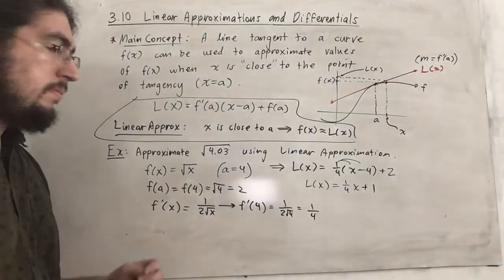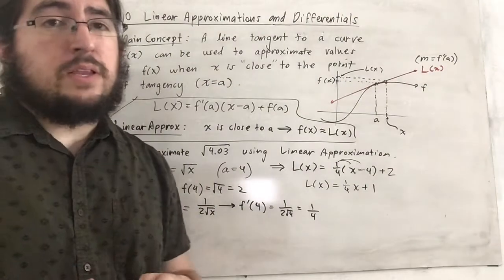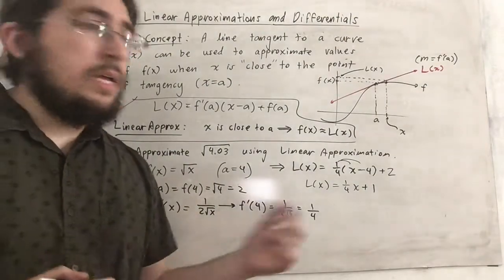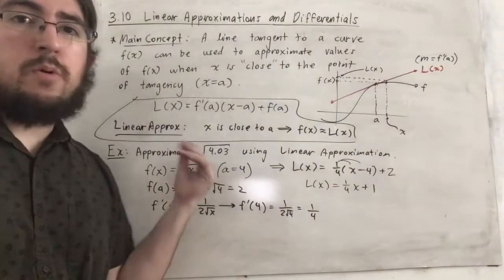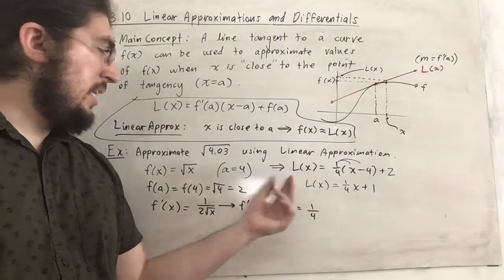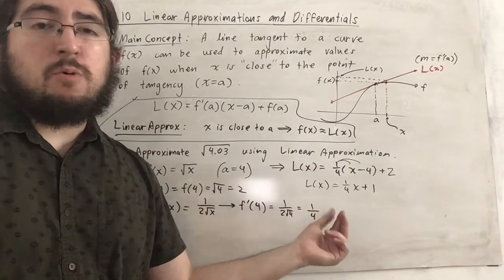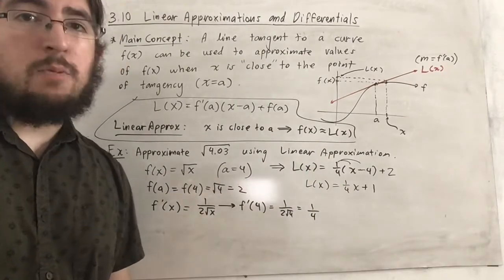Perfect. So notice what I said previously. For linear approximation, all we really need to do is multiply and add. It's a lot easier than trying to figure out what the square root of 4.03 is. It's just easier to multiply 4.03 by 1/4 and then add 1 to that.